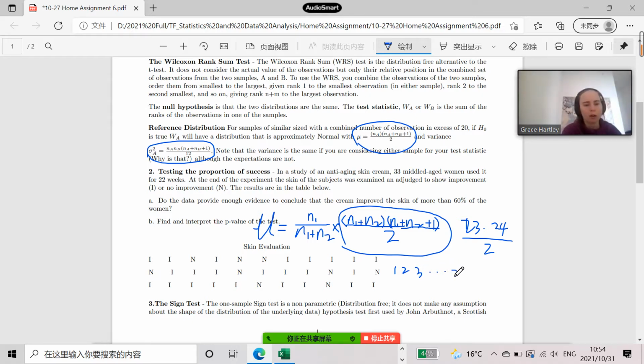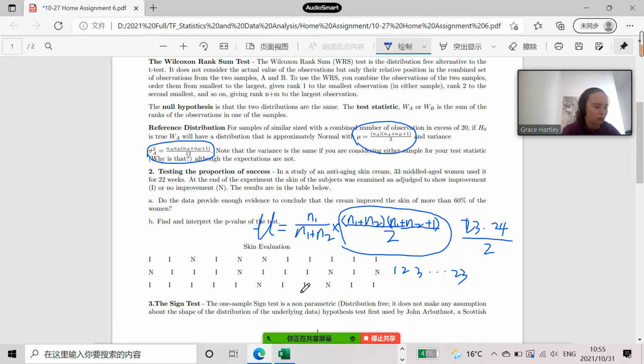Is that different from the equation above, N_A plus N_B? No, it's exactly the same. I just want to show how you get that formula.